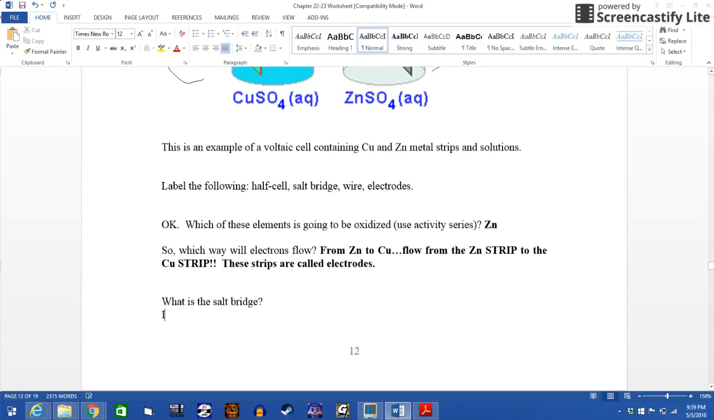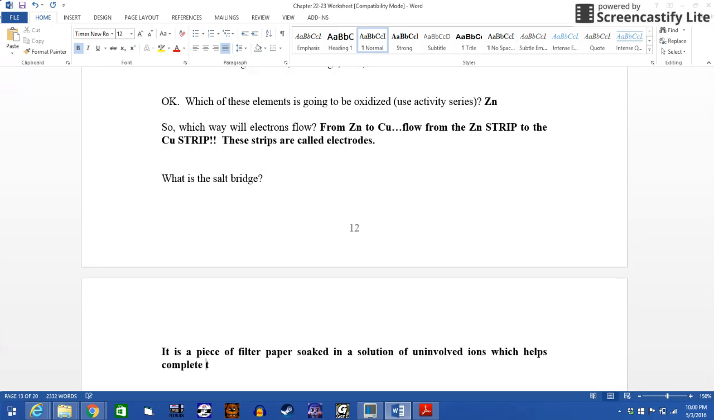So what is the salt bridge? Here, I'll put it in bold for you. It is a piece of filter paper. It can be other things, but filter paper is the most common thing. Soaked in a solution of uninvolved ions, which helps complete the circuit, or helps to allow the flow of electrons through the wire. Important, not through, you can't flow through the salt bridge. Or promotes the flow of ions to balance the charge. The charge, yes, the charge.